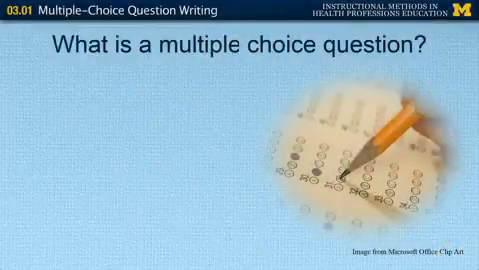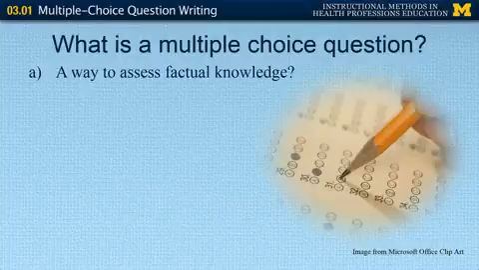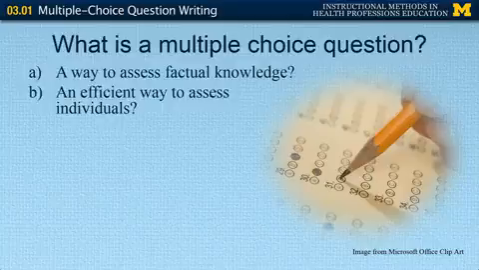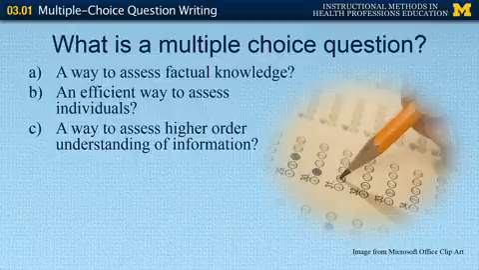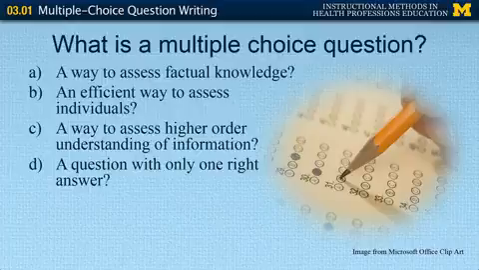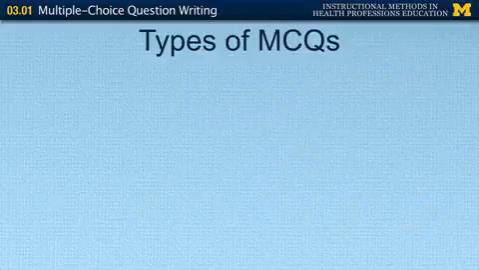So let's get really to the task at hand, which is talking about multiple choice questions. So the biggest question is, what's a multiple choice question? Is it A, a way to assess factual knowledge, B, an efficient way to assess individuals, C, a way to assess higher order understanding of information, D, a question with only one right answer, or E, all of the above? Okay, let's go through first the types of multiple choice questions.